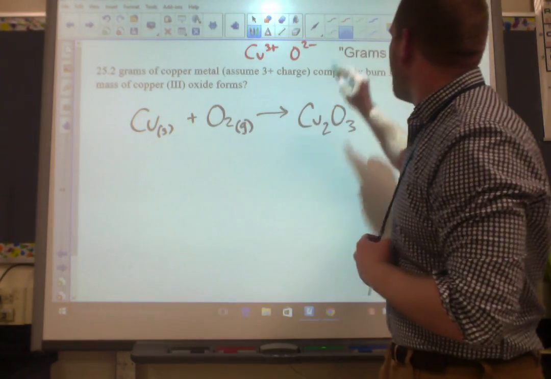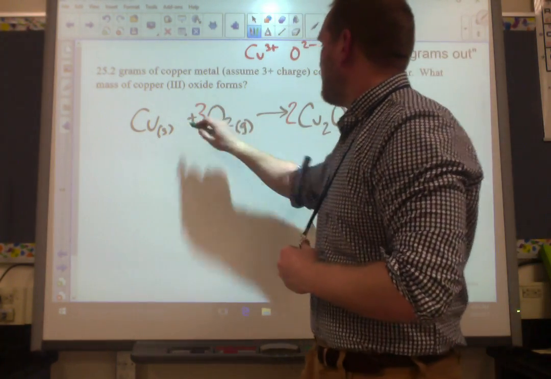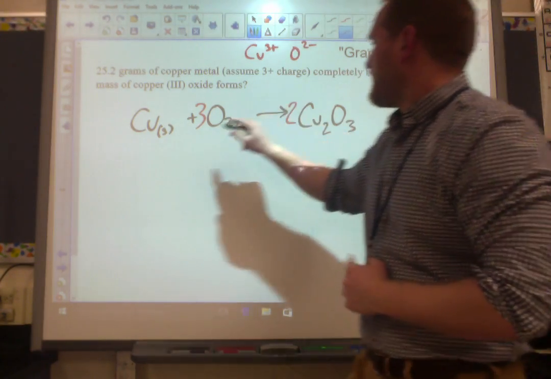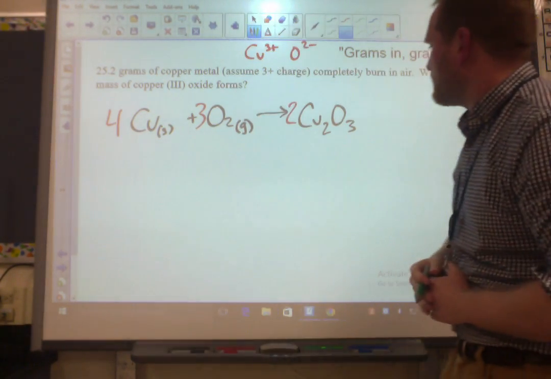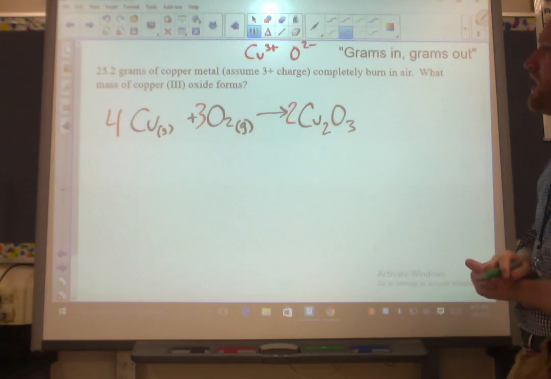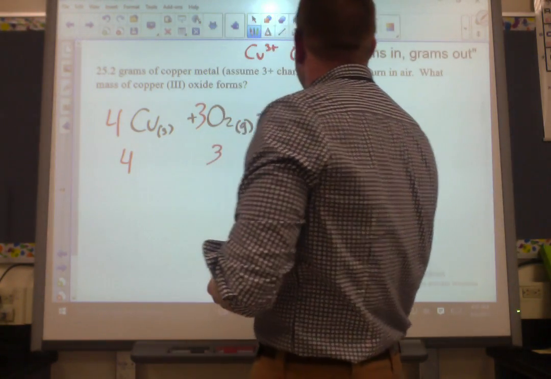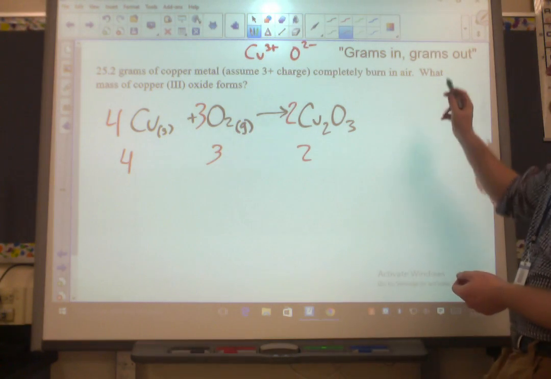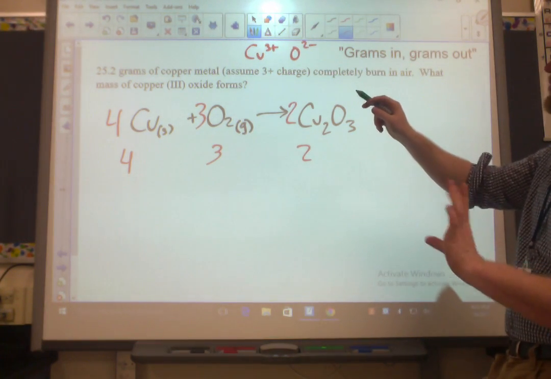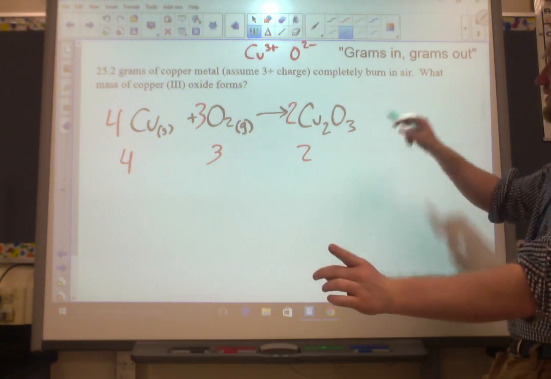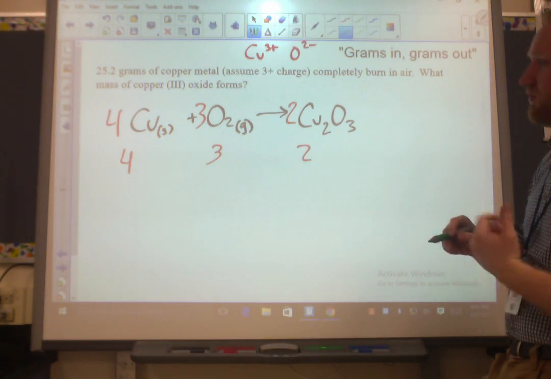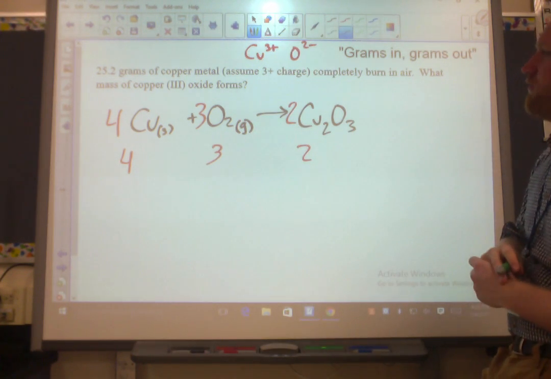Now we need to go back and balance this, so I'm seeing O3, O2. Let me put a 2 in front of that and a 3 in front of that, and it looks like that gives me 4 of these coppers. Okay, so my mole ratio is 4 to 3 to 2. It says if 25.2 grams of copper go in, what mass of copper 3 oxide, which is this, forms?